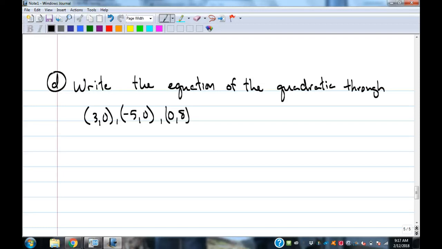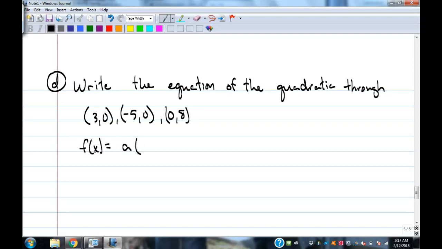They're intercepts. So that would imply we need to start with the intercept form. Now, which ones are x-intercepts? Yeah, 3, 0, and negative 5, 0. The 0, 8 is the y-intercept. That's not in intercept form. So we're going to use the x-intercepts, and then use the y-intercept to help us find a. Okay, so we'll start with intercept form. We'll just call it f of x.